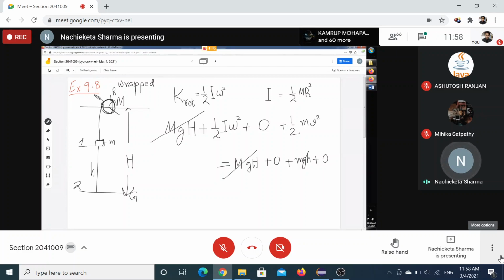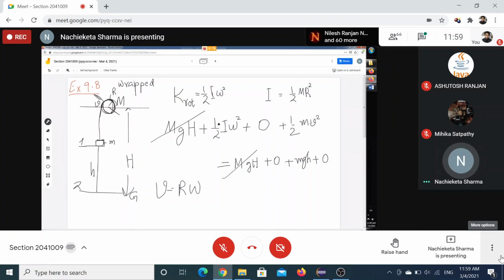When this thread is unwrapping, this linear velocity v and the linear velocity of the block are the same. So I can write v is equal to capital R omega. That you must understand. This question says find the speed of the falling block. What will be this small v? How am I going to find this? In place of omega, I will write v by R.